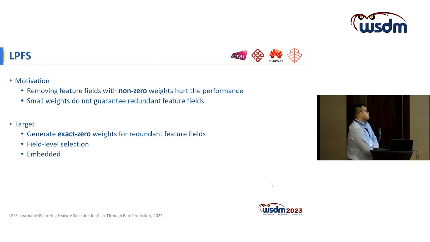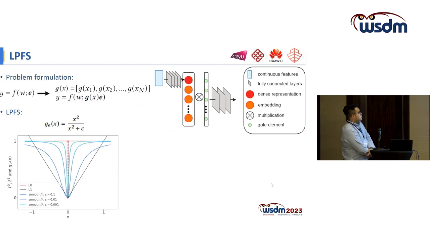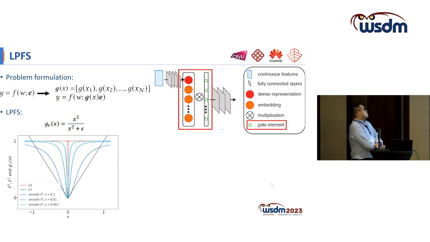I first introduce how they define the feature selection problem in this work. They just embed the feature selection layer before the recommendation model. And they set gate elements to represent whether they select a specific feature field. Here, these values will be zero or non-zero.